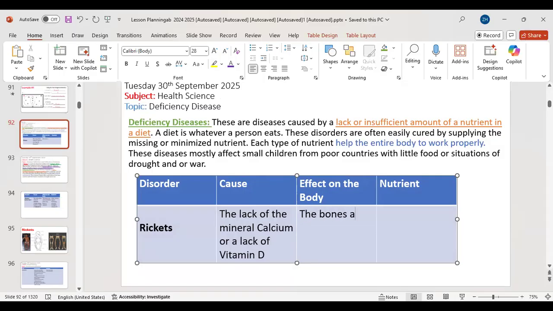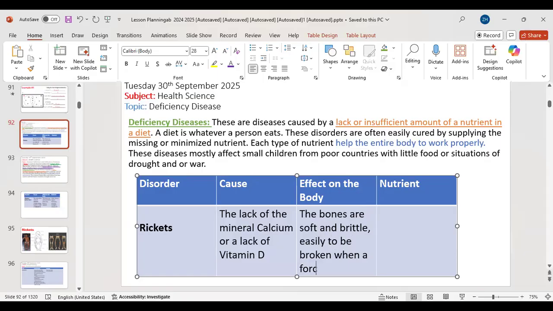Your legs start to open in a bow shape. Very good. Sideways. The bones are inward. Very good. The bones are soft, and what? Brittle. Easily broken when a force is applied.